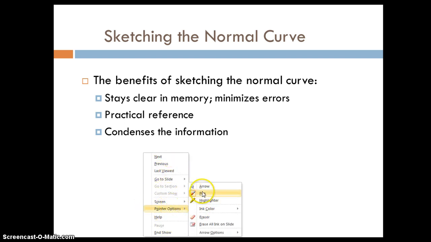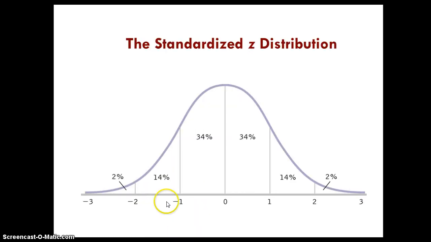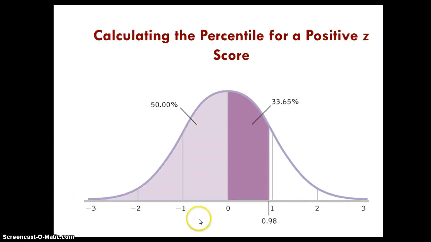Let's go over here. All right, so again, here's that standardized Z distribution. And remember, we have 34% that falls between the mean and 1 standard deviation, 14% between 1 and 2, and 2% falls in that 2 to 3 range. So that's what we're working with.